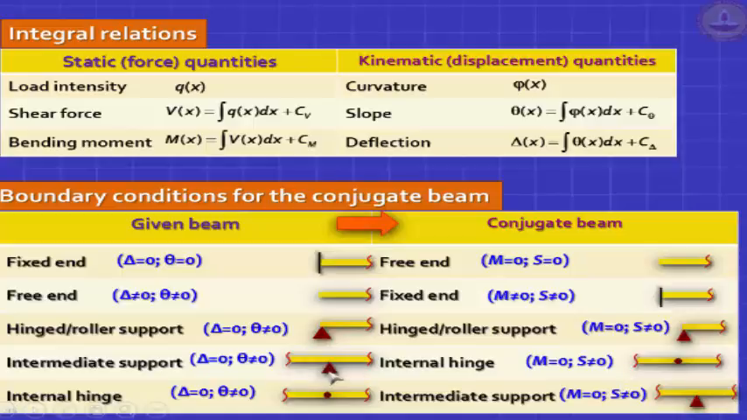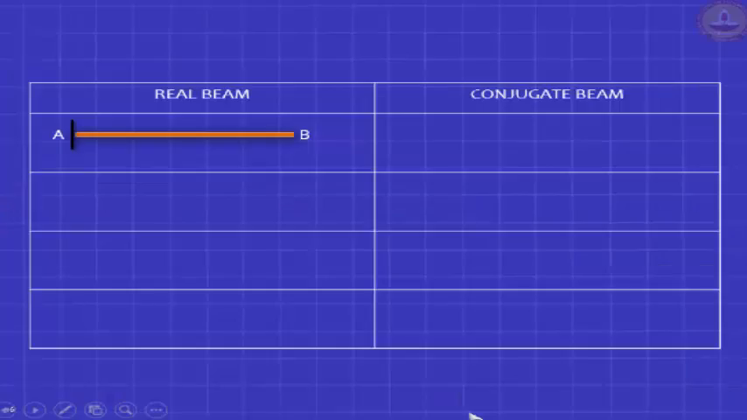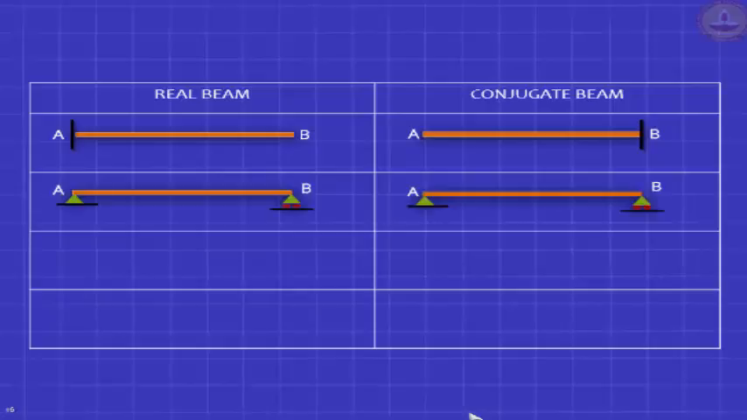So remember, when you have an intermediate support in a continuous beam or a beam with an overhang, the replacement is an internal hinge. And if you have an internal hinge, it becomes an intermediate support in your conjugate beam. That's all. If you remember this, you can crack any problem. What does it mean? Real beam, if it's a cantilever, the conjugate beam is a reverse cantilever. Fixed end A becomes free, free end B becomes fixed. Simply supported beam remains simply supported beam.